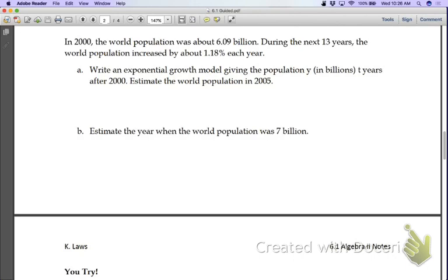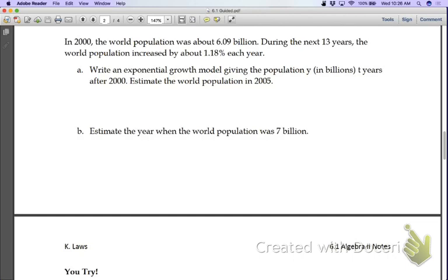Same way here, it says in 2000, before probably any of you were ever born, the world population was about 6.09 billion people. Over the next 13 years, world population increased by about 1.18% each year. So it went up, obviously.